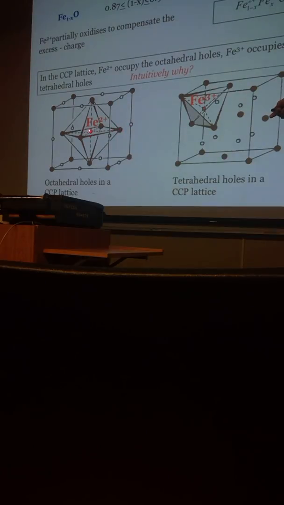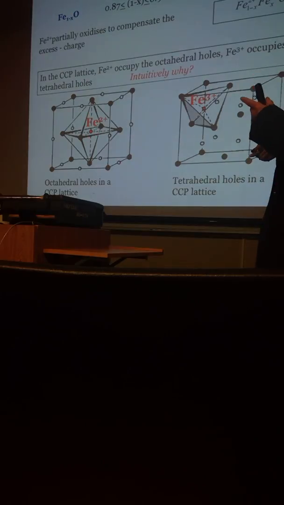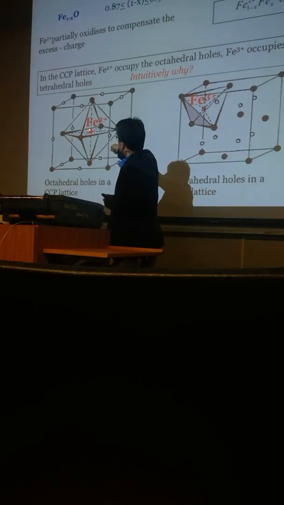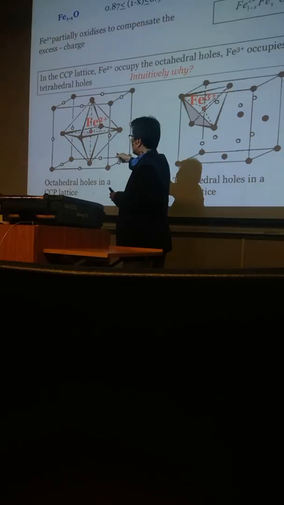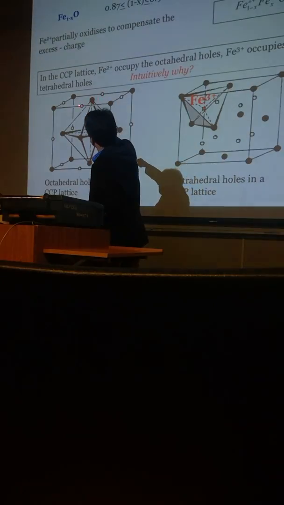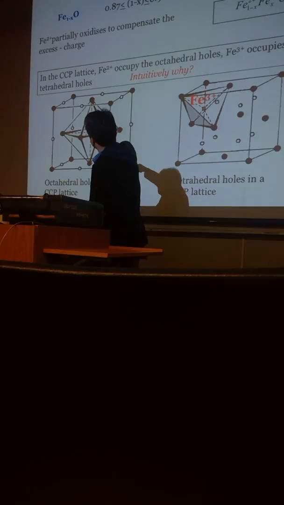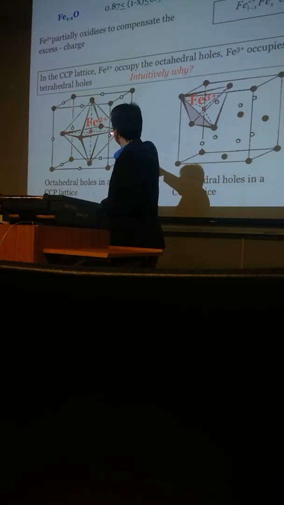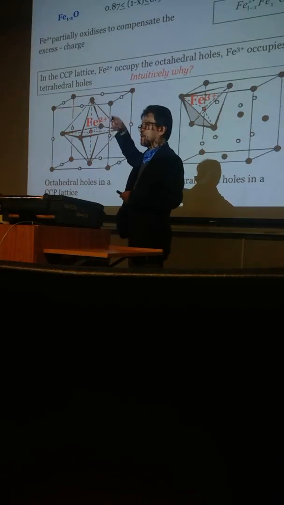In the FeO case, you have iron 2+. Size-wise, in this crystal structure, iron is located in the center and surrounded by the oxygens, and this is basically an octahedral site: 1, 2, 3, 4, 5, 6, all at the same distance.